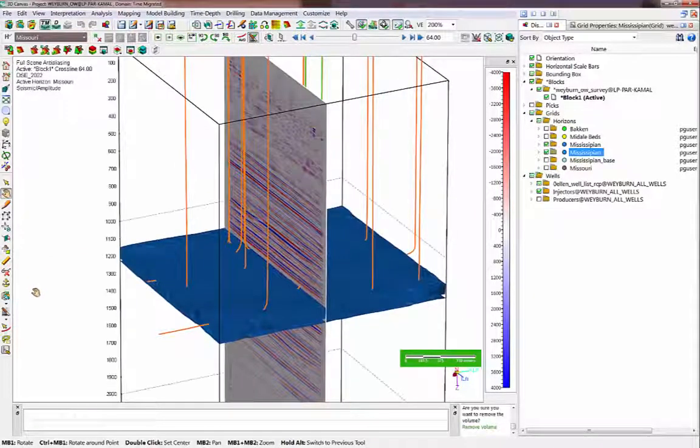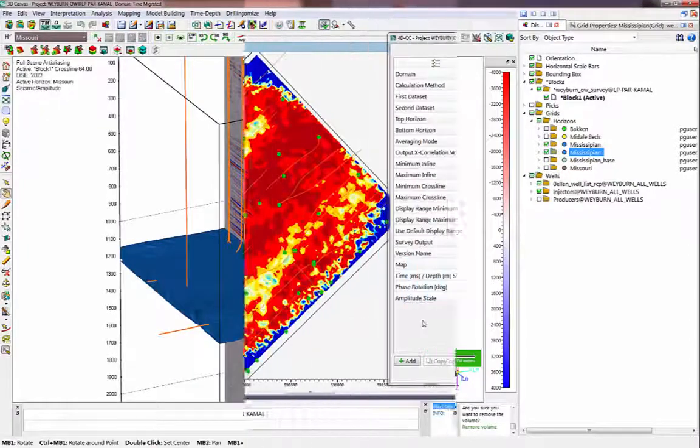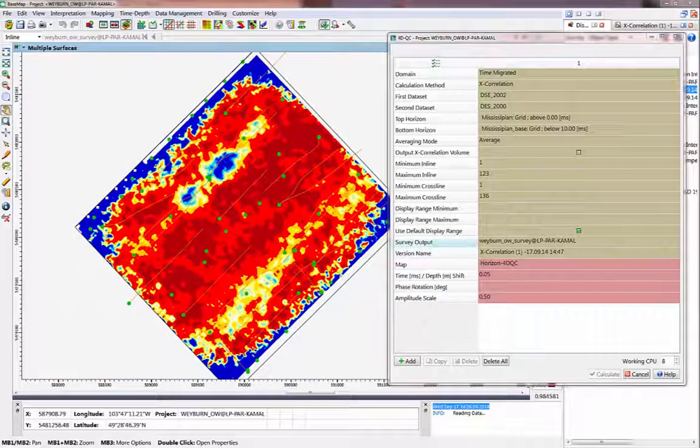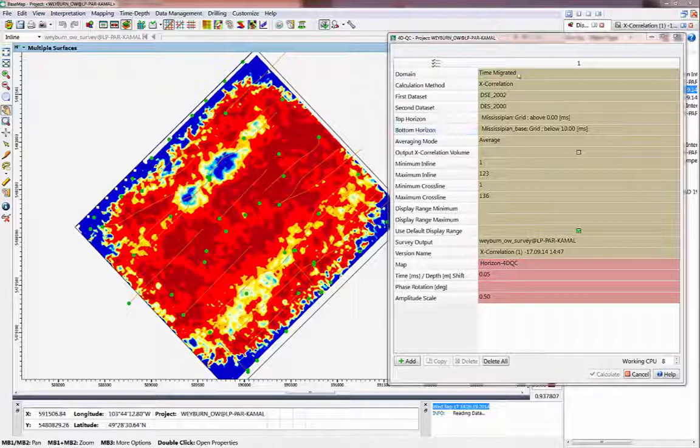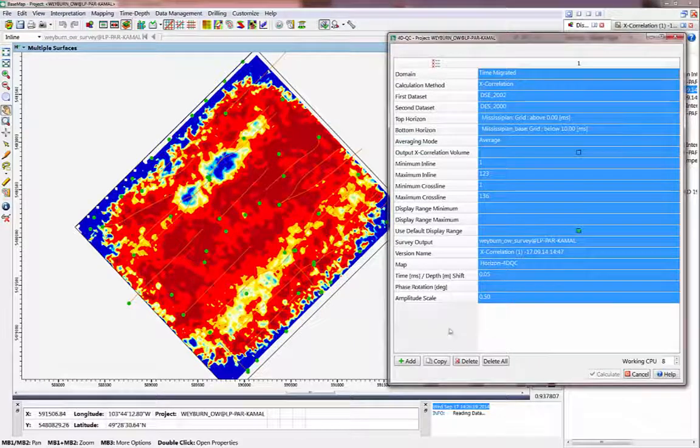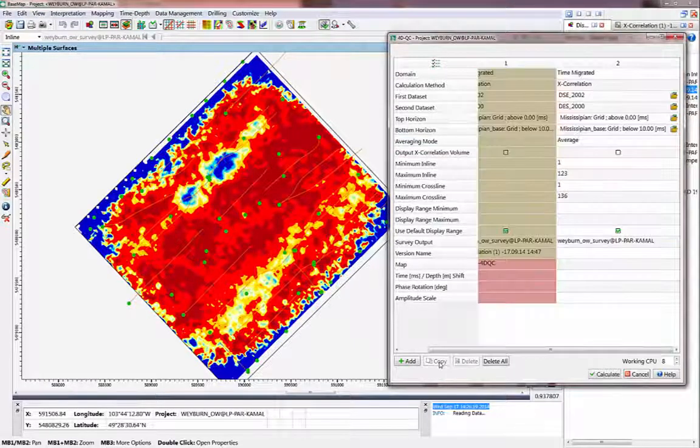What we observe using our 4D QC tool and comparing cross-correlation maps between the 2000 and 2002 vintages is that in the interval of interest, the CO2 injectors in the north had a huge impact, so the correlation is quite low. In the south, it's not the case. So we will duplicate our workflow and try to see what's happening below the interval of interest.